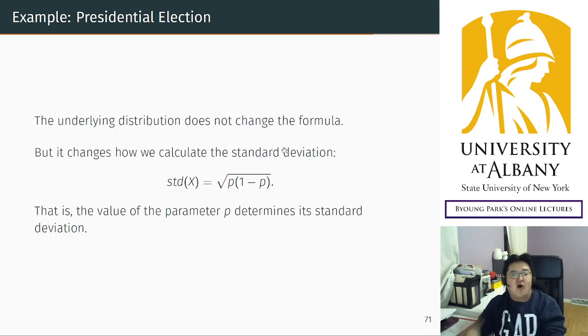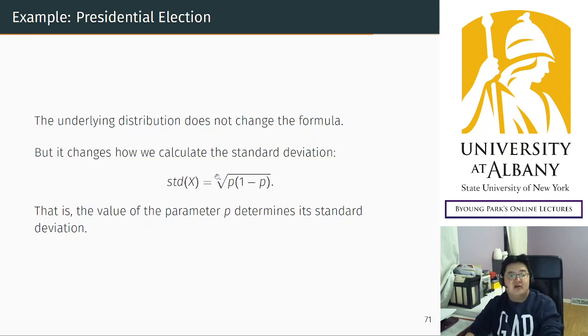And then there is another thing you need to remember, which is the standard deviation. The standard deviation of the binary distribution is given by this. So variance is the multiplication of the probability of success and the probability of failure, and for the standard deviation, you need to take the square root of that.